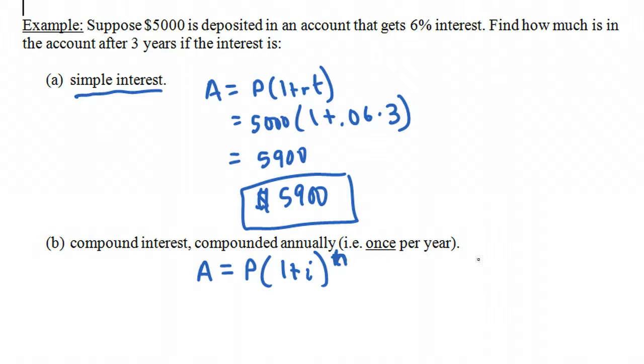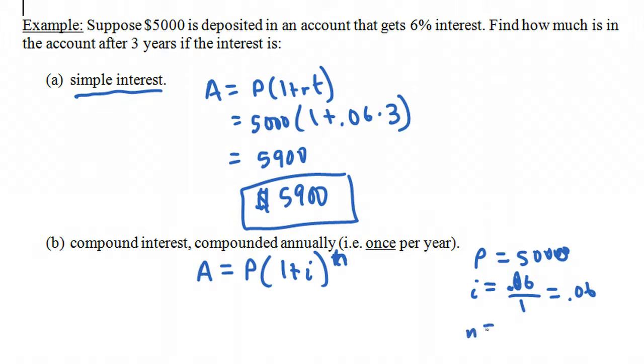Okay, now what is the P? Well, the P, again, is 5,000. The I would be the 6% divided by how much? Well, 0.06 divided by, we're just compounding once per year, so it'd just be divided by 1. So it'd still just be 0.06. So in this case, the I is equal to the R because we're only compounding once per year.